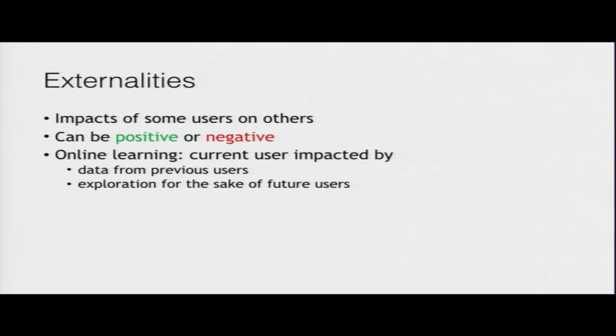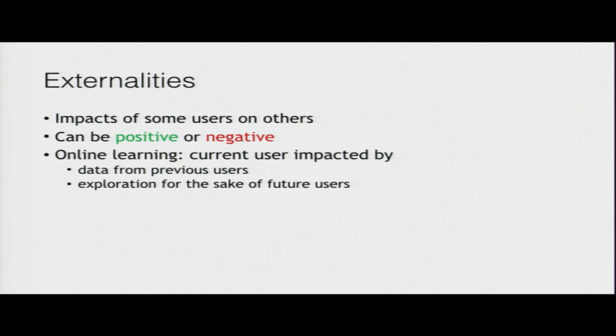for this current user. But one thing that's kind of unique to the online learning setting is that there's also an externality that arises from exploration for the sake of future users. And what I mean by that is, in most of these settings, if we were to just ignore all future users and do what seems optimal for this current user, we actually would not collect enough data to perform well in the future. And so I'll be talking about how we can kind of mitigate these things and give some examples of where externalities can arise.